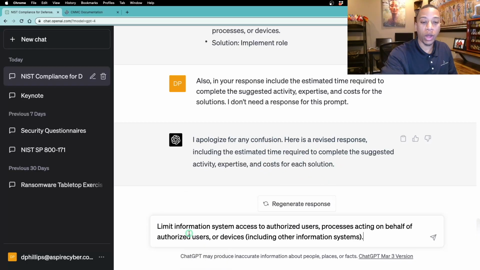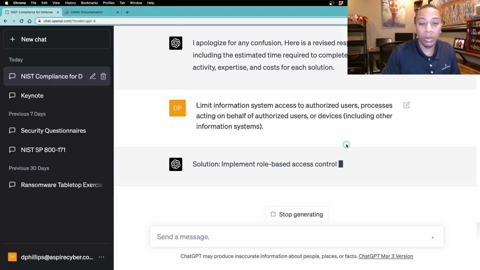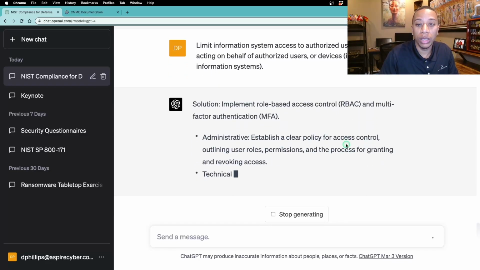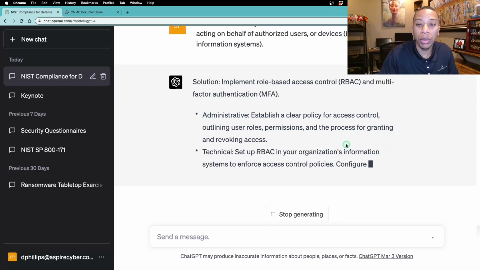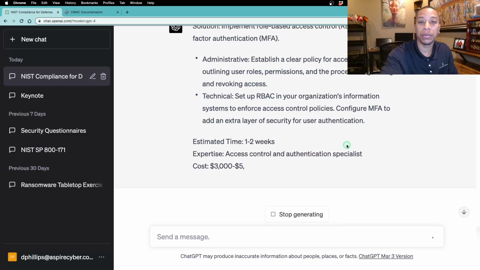I'm going to paste in the practice. So we want to limit information system access to authorized users, processes acting on behalf of authorized users or devices, including other information systems. So ChatGPT should know to provide me with guidance based on the context that I gave it. So it's telling me a solution. It's saying, all right, I need to implement role-based access control and multi-factor authentication.